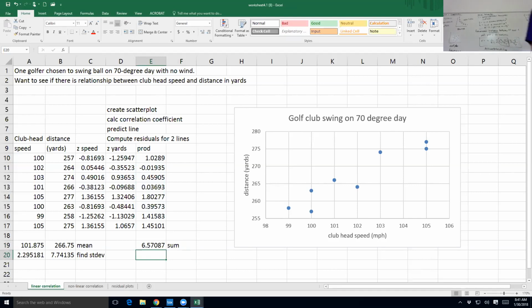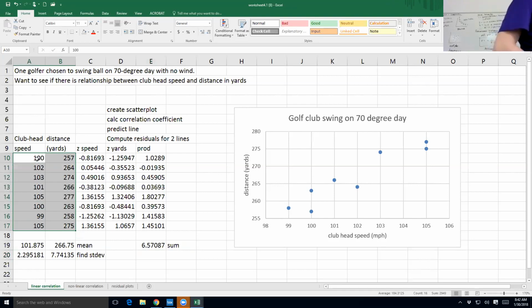Okay. What's my N in this case? Is my N 8 or 16? What do you guys think? It's 8. Okay.